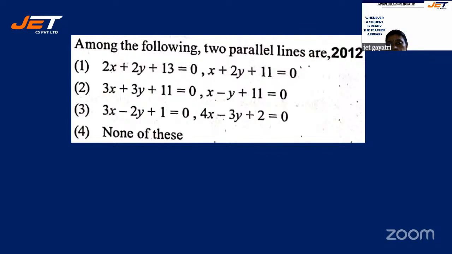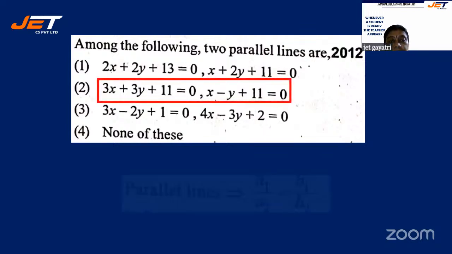Is it option 1? Is it option 2? Is it option 3? Or is it none of these? Option 1 says 2x plus 2y plus 13 is equal to 0. Option 2: x plus 2y plus 11 is equal to 0, 3x plus 3y plus 11 is 0, x minus y plus 11 is 0. Or option 3, 3x minus 2y plus 1 is 0. Or 4x minus 3y plus 2 is equal to 0. Or is it none of these?